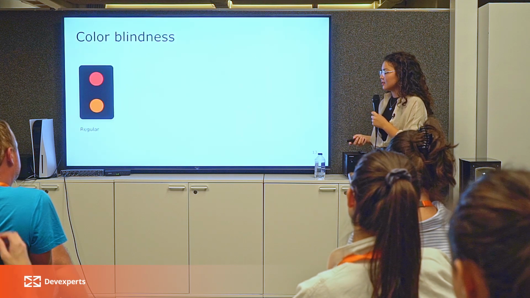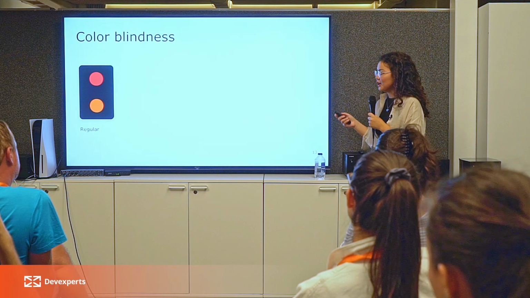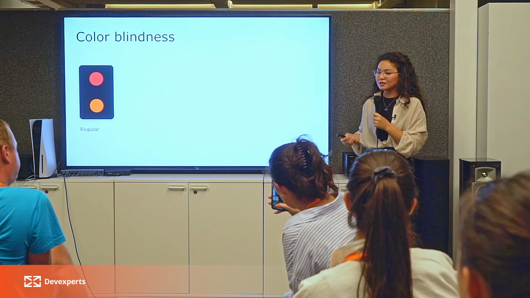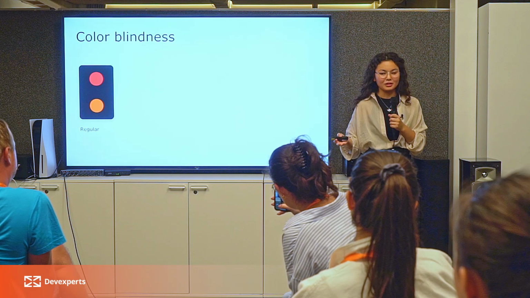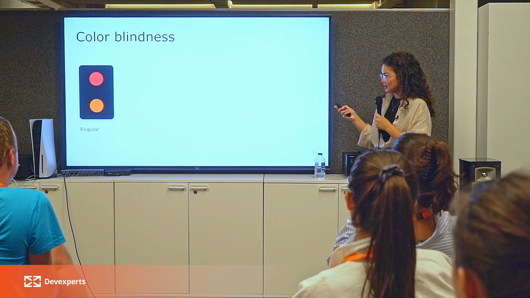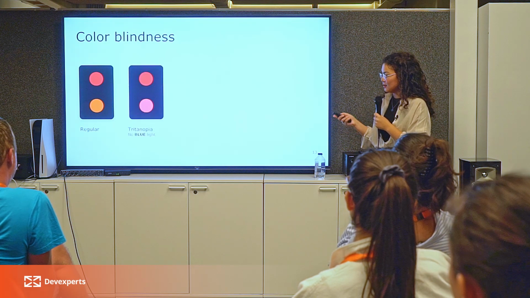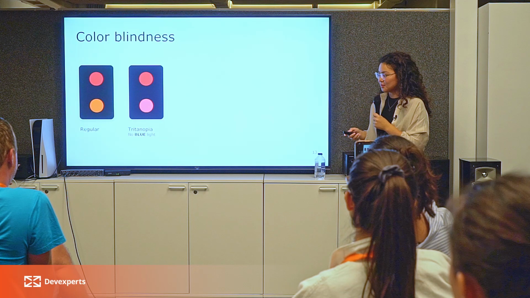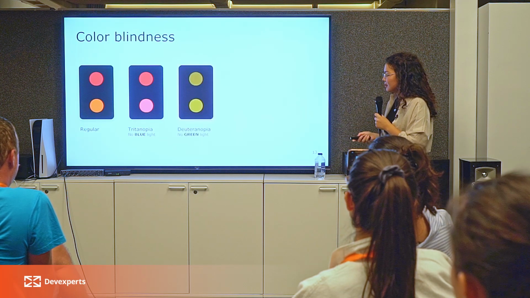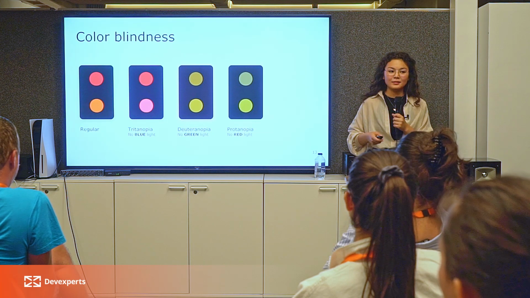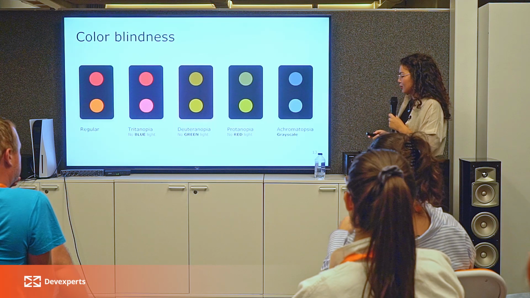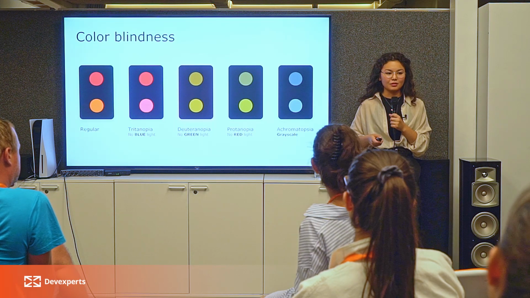So this is our list, and this is how it is seen by a regular sighted user. And this is how it will be perceived by users with tritanopia, who have a reduced perception of blue light, users with deuteranopia, who have a reduced perception of green light, protanopia, who have a reduced perception of red light, and at the end, achromatopsia, who will see everything in grayscale.